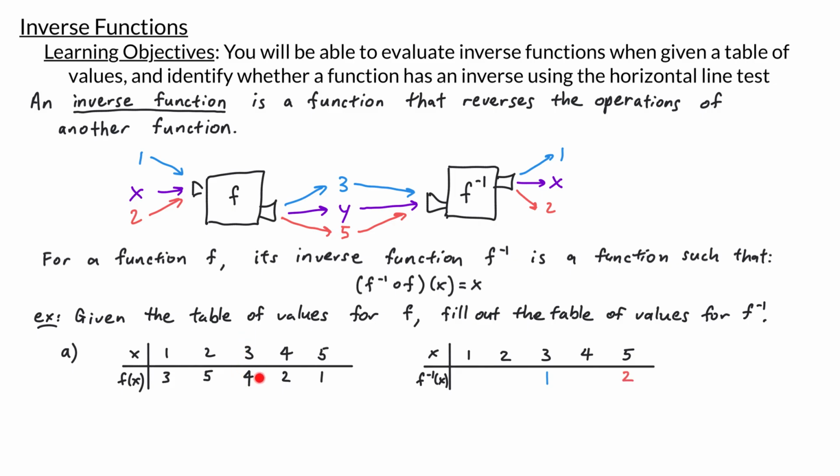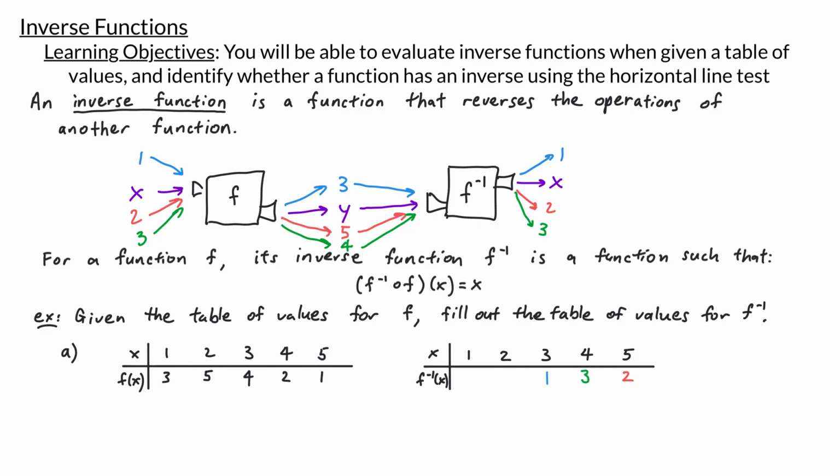Let's look at our next entry. Here, when we input 3 into the f function, we get 4. So in our diagram, when we plug in 3 into the f function, we get the output 4. So if we take 4 and plug it into the inverse function, it will undo those operations and give us back the number that we started with, which is 3. So looking at this right-hand side here, we see that when we input 4 into the inverse function, we get the output 3. So in our table of values, when the input is 4, we see that the output here should be 3.